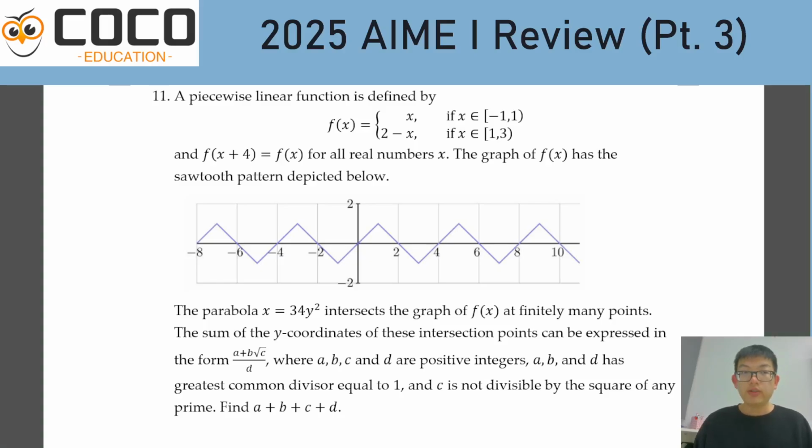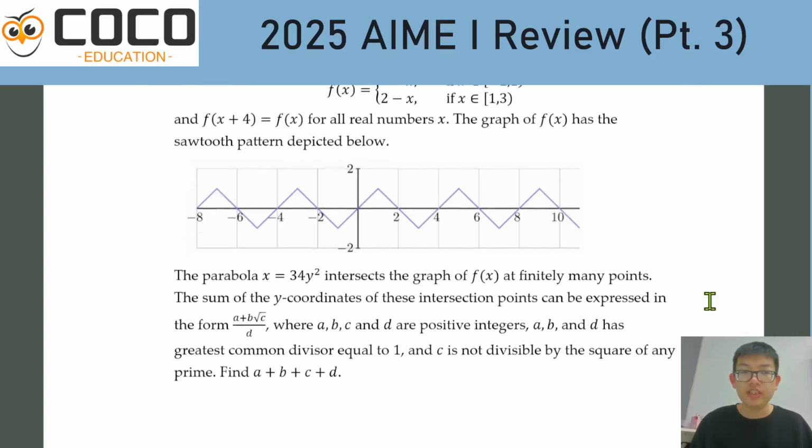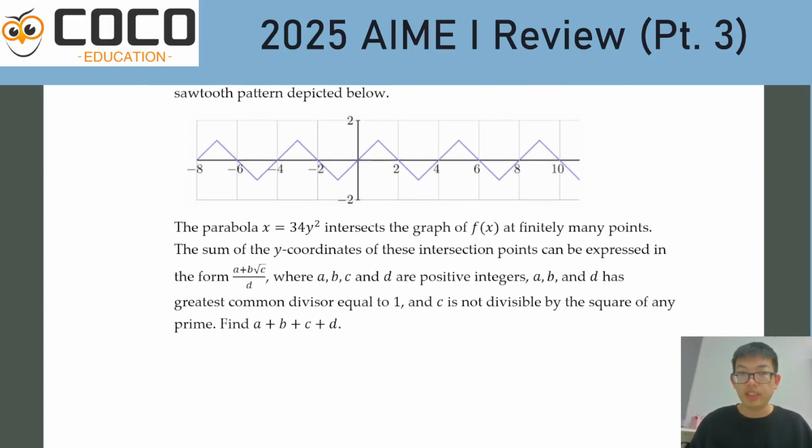Okay, so now let's look at question number 11 here. We have to find a way of ignoring some parts of the question. So the description of this piecewise linear function, this sawtooth pattern, I think is quite easy to understand. The graph, in fact, is self-explanatory. So let's just push that aside.